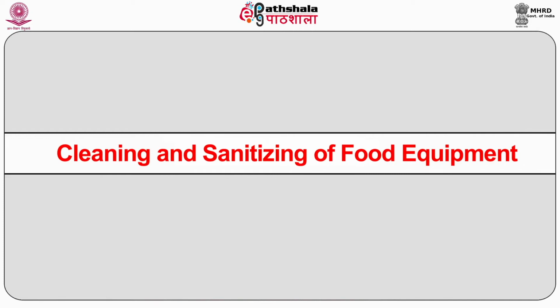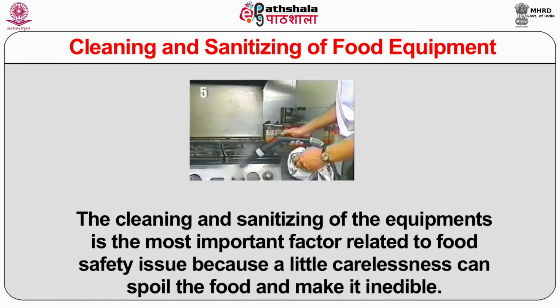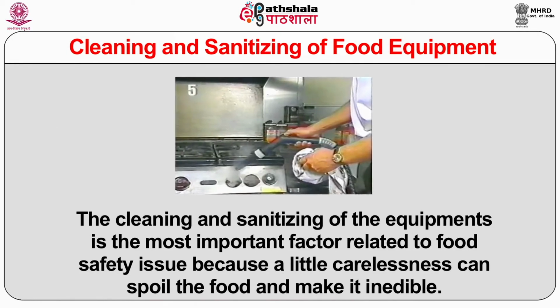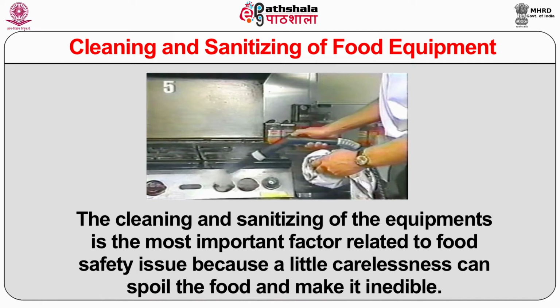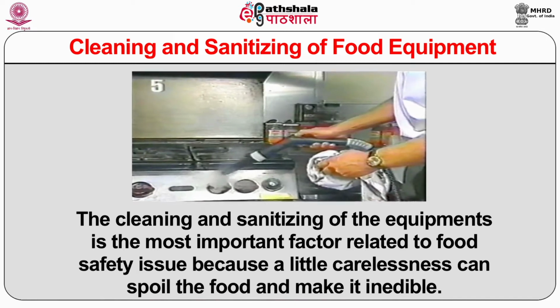Now, I will discuss cleaning and sanitizing of food equipment. The cleaning and sanitizing of the equipment is the most important factor related to food safety because a little carelessness can spoil the food and make it inedible. Every company must adopt proper procedures and parameters for the perfect cleaning and safe sanitization of the equipment used in handling food items as well as food product contact surfaces such as equipment, utensils, etc.